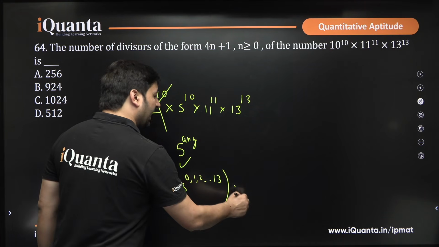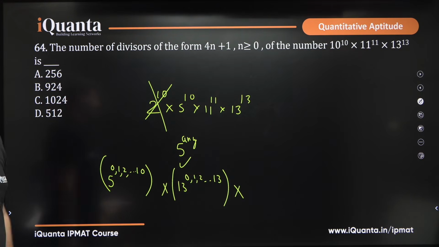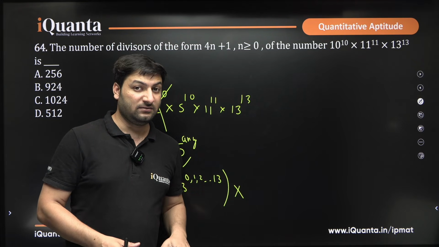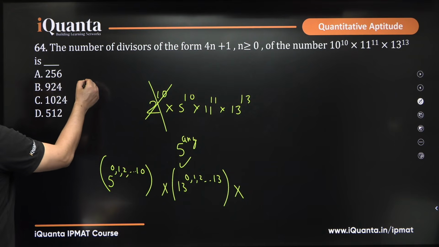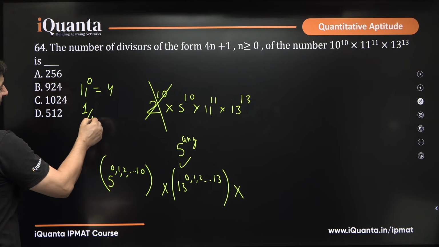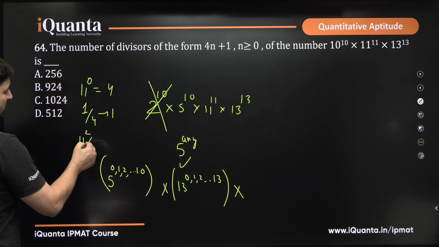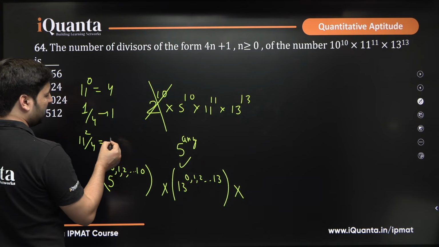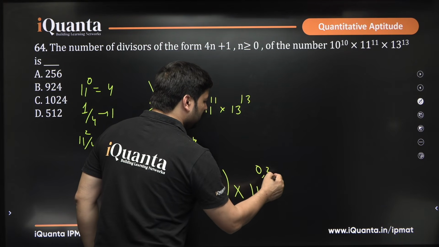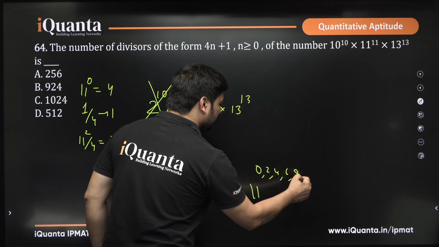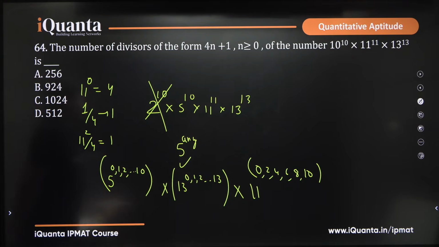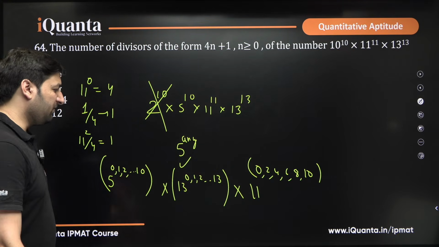And finally, if you talk about 11, does 11 allow the same? If you divide 11 by 4, you get remainder 3, not 1. But 11 to the power 0 is 1, 1 divided by 4, remainder is 1. 11 square divided by 4 is 3 square, 3 square divided by 4 is 1, remainder is 1. So that means 11 to the power 0, 11 to the power 2, 11 to the power 4, 11 to the power even number, right? You have to go till 11. If you divide it by 4, remainder is going to be 1.